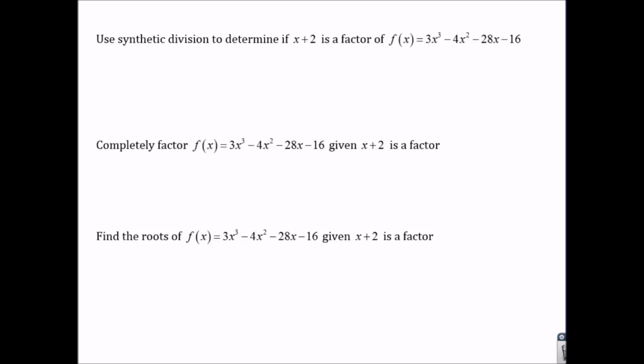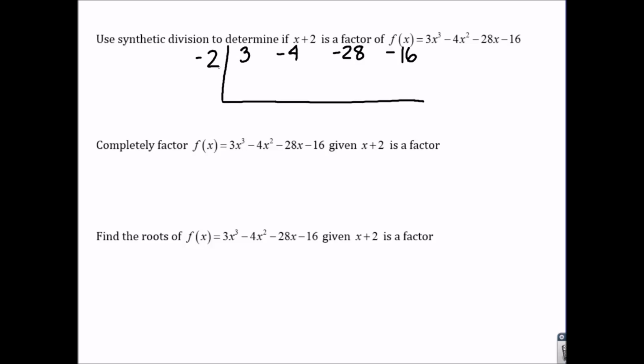So I'm going to set up my synthetic division. I'm going to start by writing out all my coefficients. So I have 3, negative 4. Make sure you pay attention to the negative signs. Those are going to be important. I'm going to draw my L. Then, since x plus 2 is the factor I'm looking at, negative 2 is going to be the number I write out front. Then I'm just going to follow my pattern for synthetic division, and if I end up with a remainder of 0, then x plus 2 is a factor.